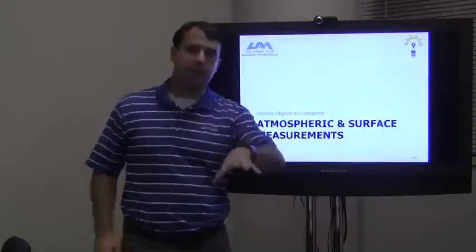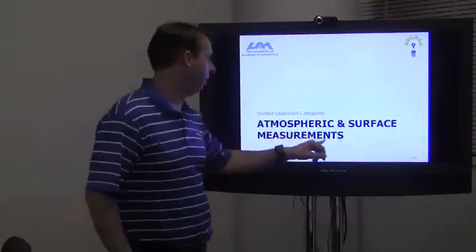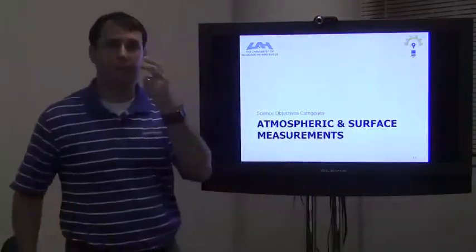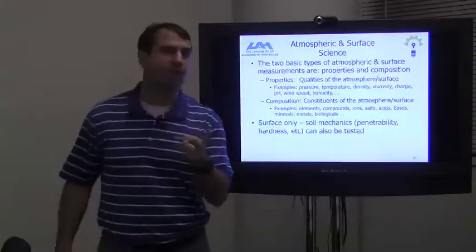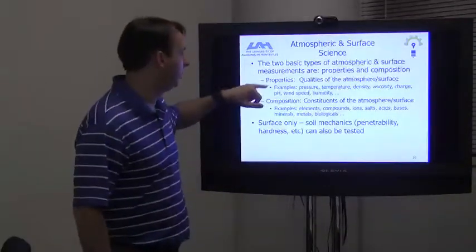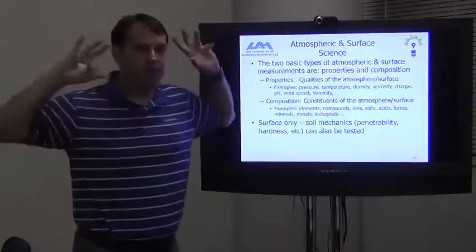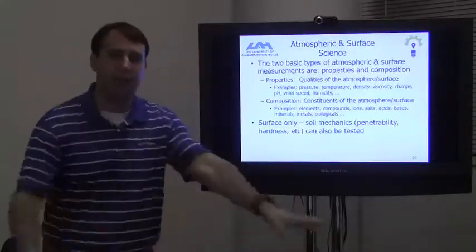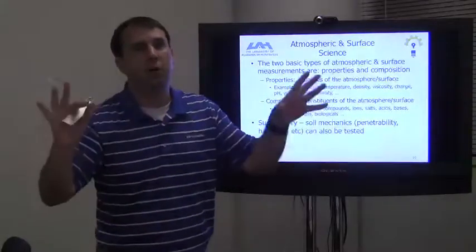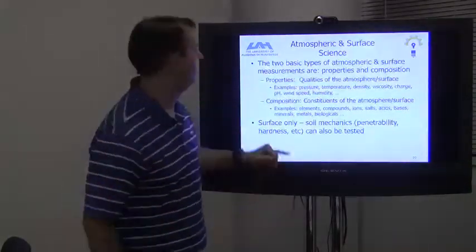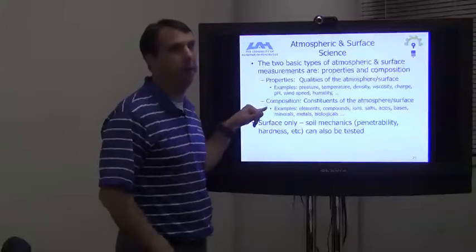So for the next part, I'm going to talk about the atmospheric and surface measurements, because you've got properties and composition for each of those. So there are two basic types of measurements. There's properties and composition, like I talked about. The science objectives, you could look at life, you could look at volcanoes, you could look at precipitation or whatever. But they basically boil down to properties and composition, okay?